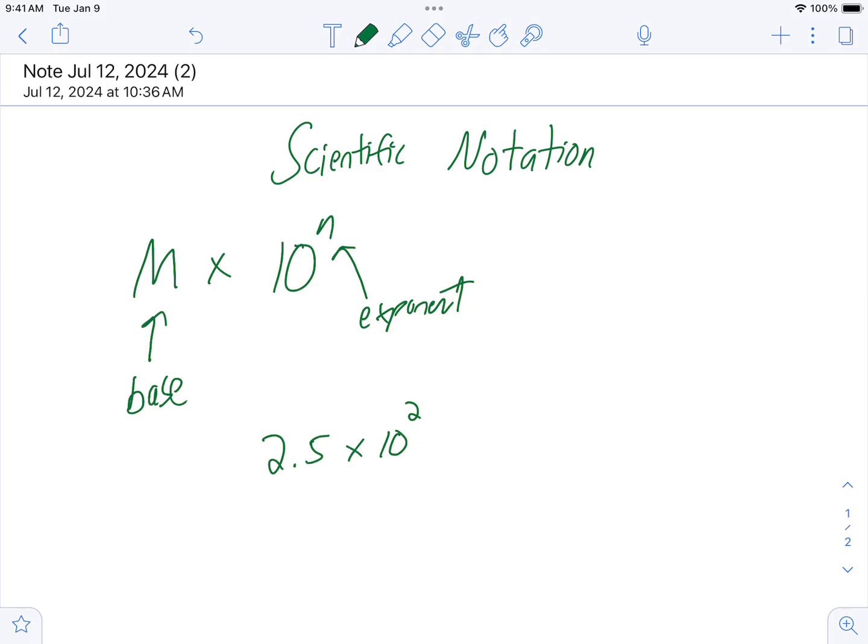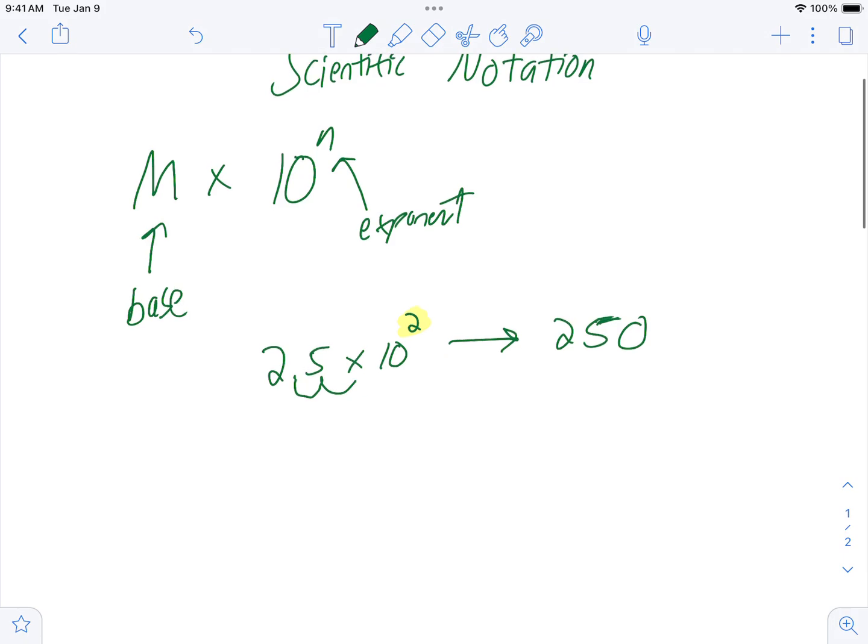Now, what this number is in expanded form, because your exponent is positive, that is telling you how many times to move the decimal place to the right. So this number expanded and gotten out of scientific notation would be 250. And all I did there was move the decimal point 2 places to the right.